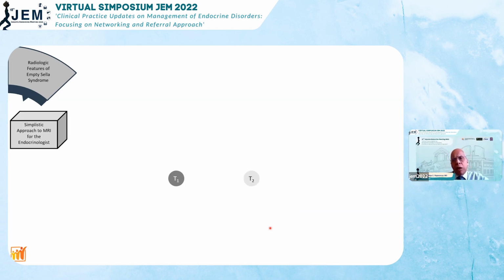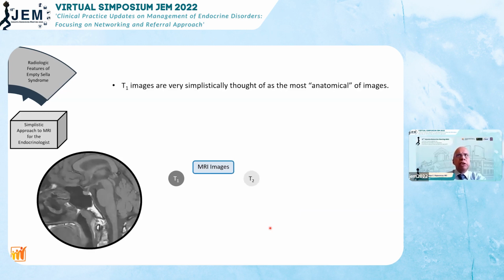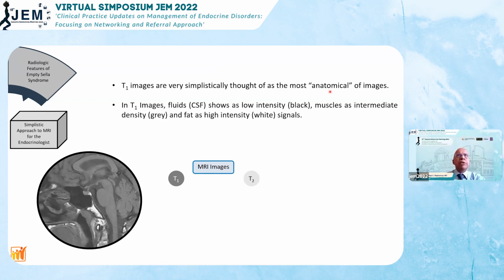And I thought I would quickly run through a simplistic approach to reading MRIs for the endocrinologists. The radiologists are better at it, but we can correlate it with the clinical picture. We generally divide MRIs into T1 images and T2 images. The T1 corresponds to that of an anatomical image, and generally CSF shows as low density images, and you see that.